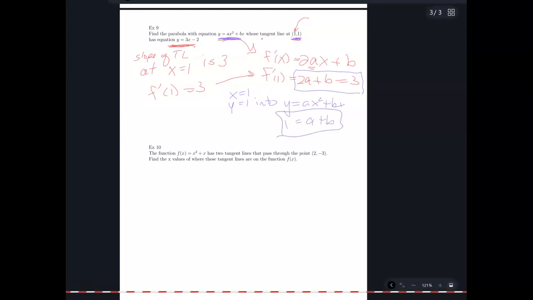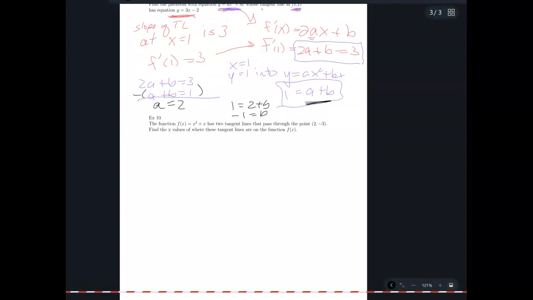If I have two equations and two unknowns, I can solve. So 2a plus b is 3, a plus b is 1, and then I'm going to subtract the second equation. 2a minus a gives me a, b minus b is gone, so I get a is 2, and then using this, I get b is negative 1.